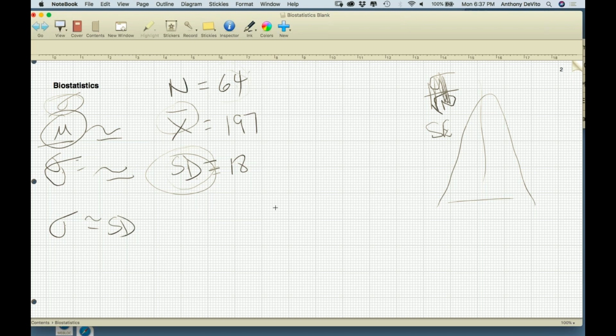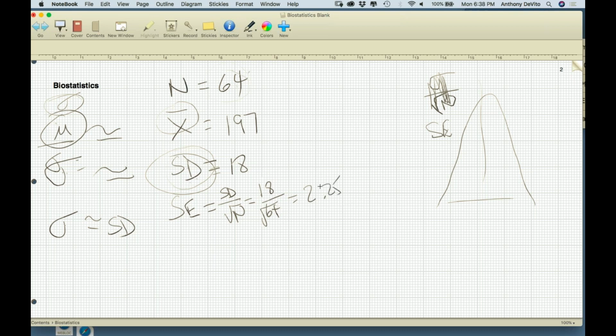Remember before, I used the population standard deviation, sigma, for this. Now I'm going to say that the standard error is equal to, instead of sigma, the standard deviation of the sample, which approximates the population, divided by the square root of the sample size. So that's 18 over the square root of the sample size, which is 64. The square root of 64 is 8, and 18 divided by 8 is 2.25, right?